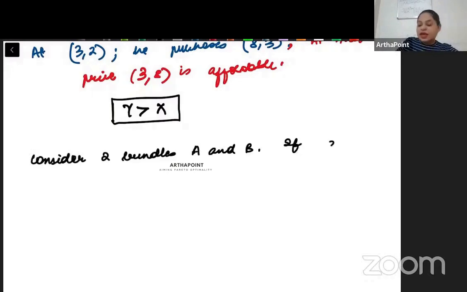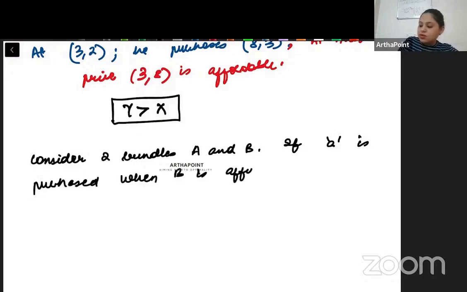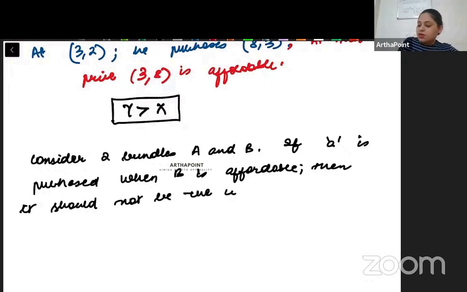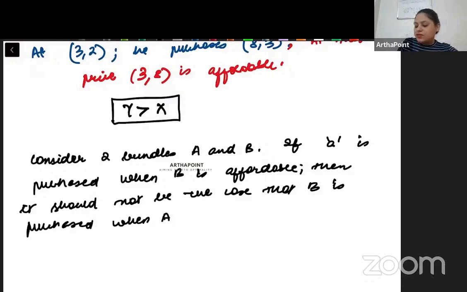If A is purchased when B is affordable, then it should not be the case that B is purchased when A is affordable.